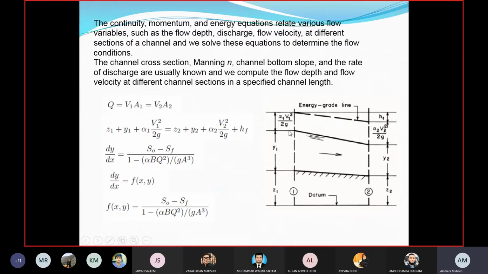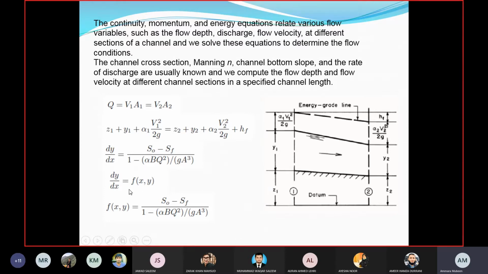This is the equation between section 1 and section 2 in an open channel. Using this equation, which we already discussed in the previous lecture, you get the governing equation for the slope of the water surface profile. This equation, dy by dx, gives you the slope of the water surface profile, so dy by dx can be calculated using this formula.